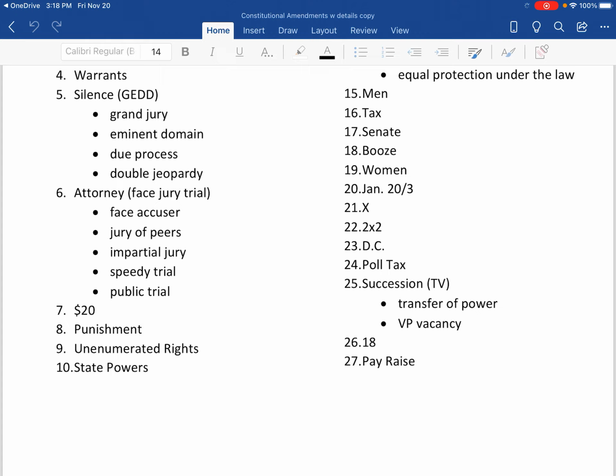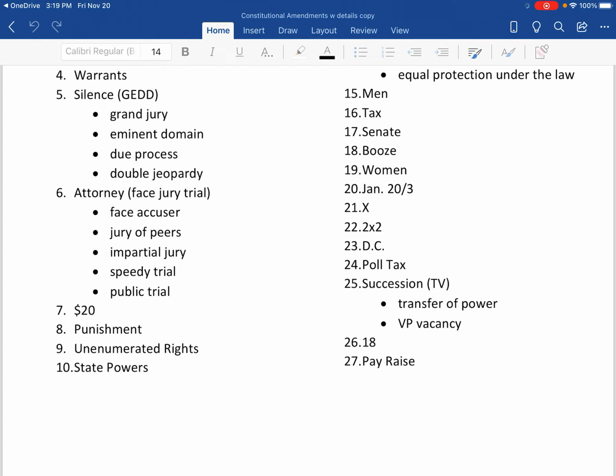If you think back, that was what was happening when citizens in the United States were being sent to Great Britain for offenses that had occurred in the United States or in the colonies. So the idea here was that you could face your accuser. You would have a jury of your peers. It would be an impartial jury, not biased. It'd be a speedy trial.